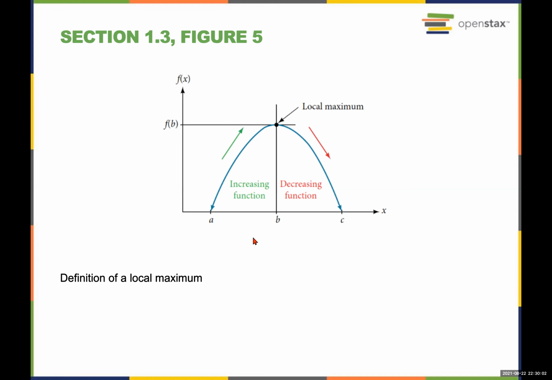So what is a local maximum? That is the value of the input where a function changes from increasing to decreasing, just like this. It changes from increasing to decreasing. That's why you will have that point, which is the maximum, the local maximum.